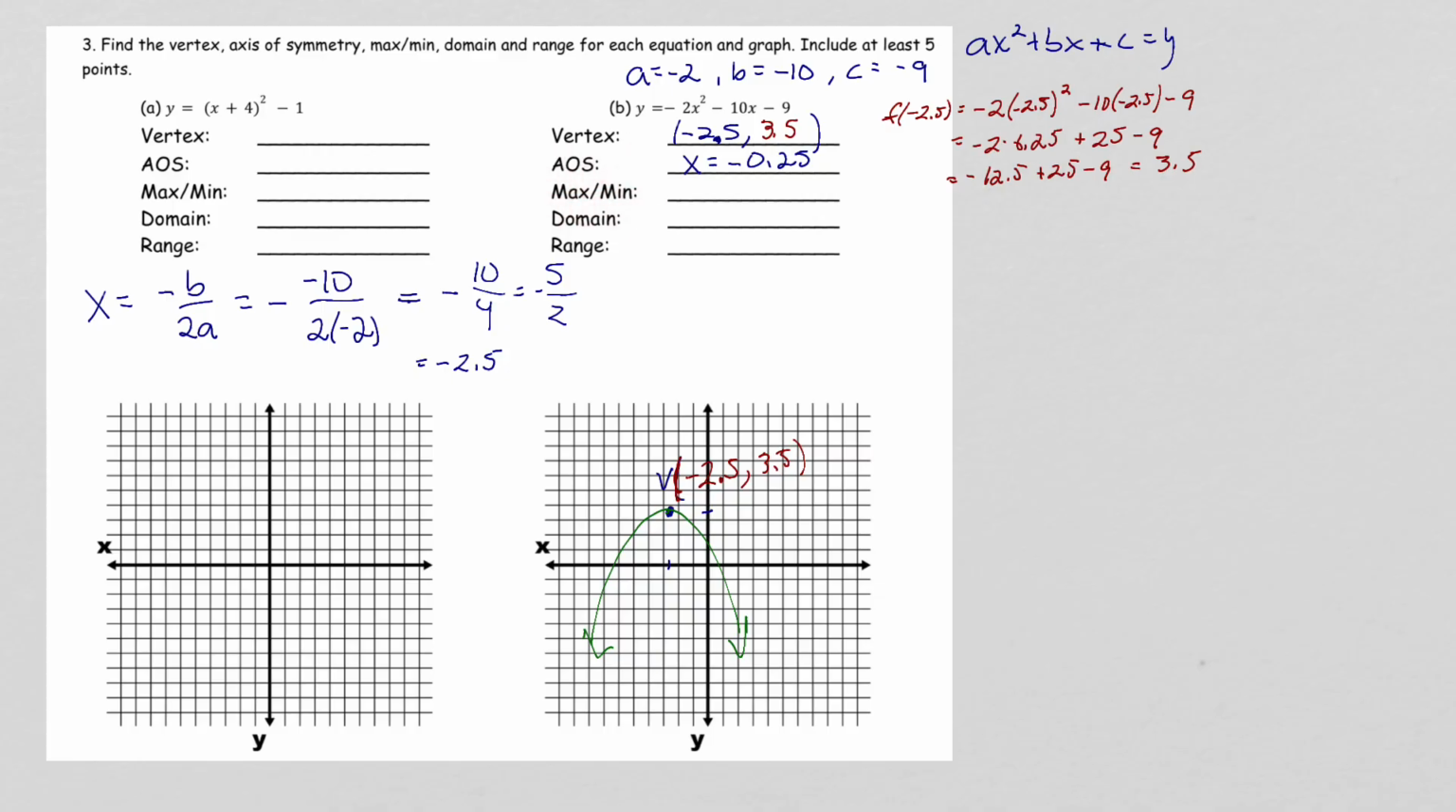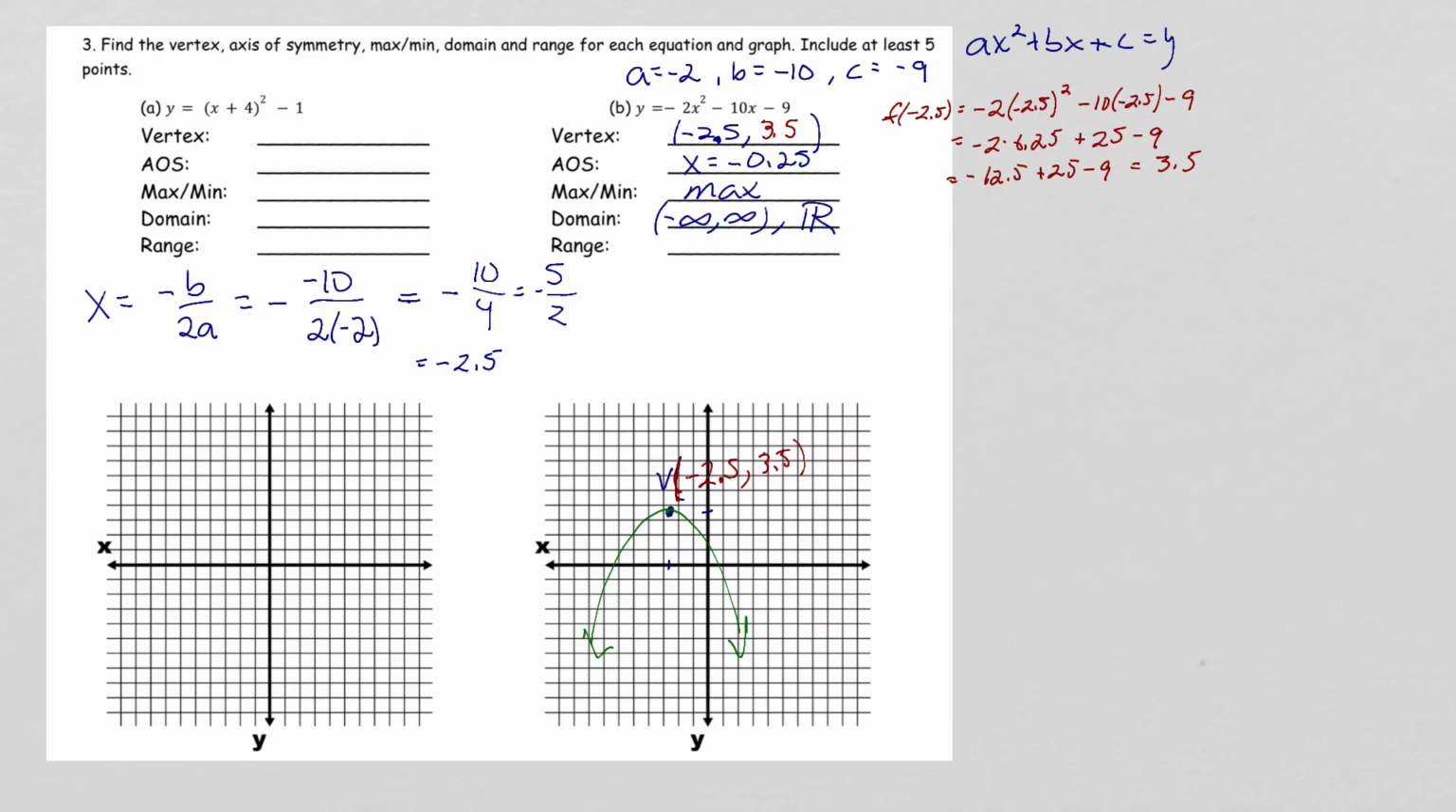Does it have a min or a max? Well, since it opens down, we know that this thing has a max, as we can see right there. So we're going to write max. What's the domain? Well, it is negative infinity to infinity, or we can say all real numbers. Either of those are good, or you could even write out all real numbers. We talked about that in part A.